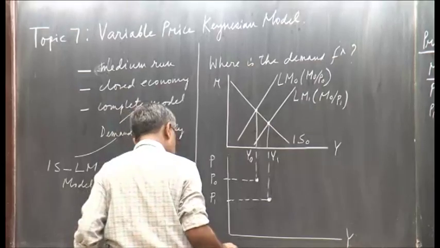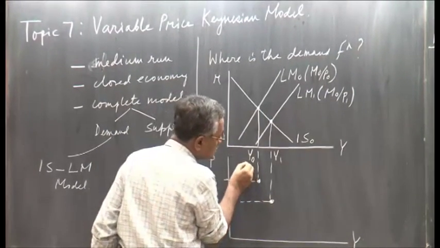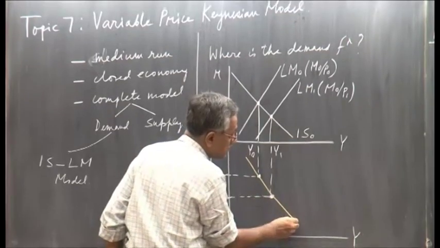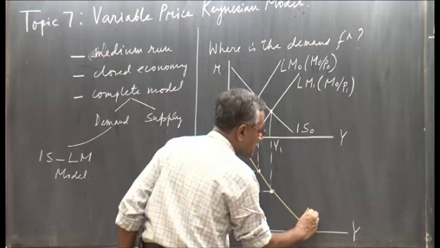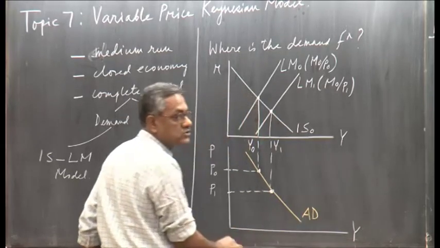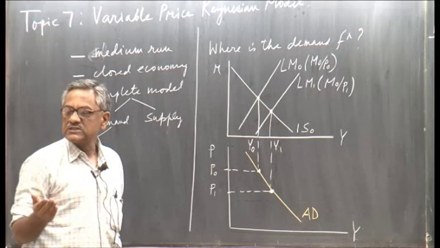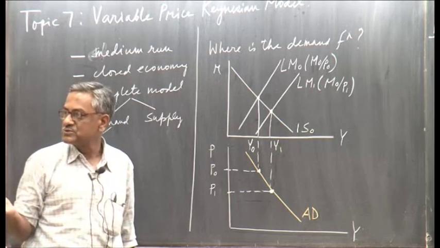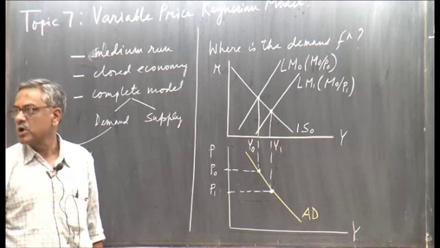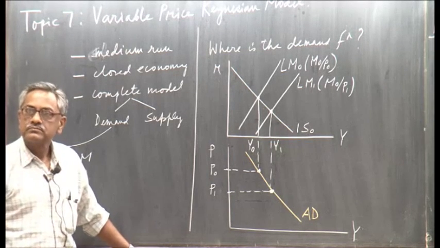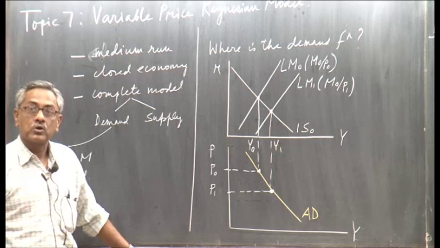Now you have two coordinates. All you have to do is get a locus of such points and you can see what is coming out: the Keynesian aggregate demand function. As prices fall, more output will be produced in the economy, or demanded. This is the demand function. More output will be demanded now. So you get the demand function coming from the ISLM model.